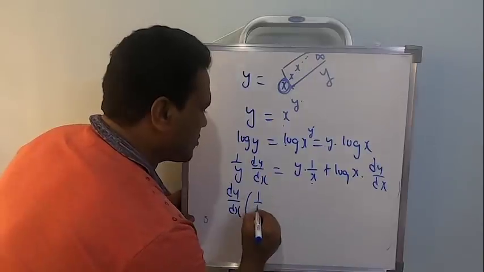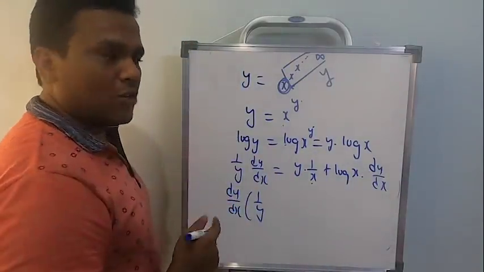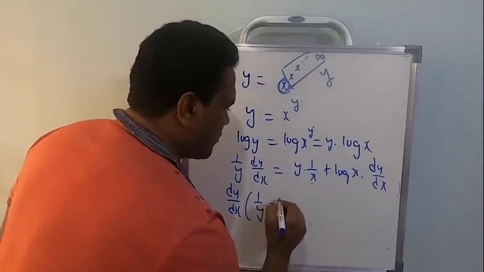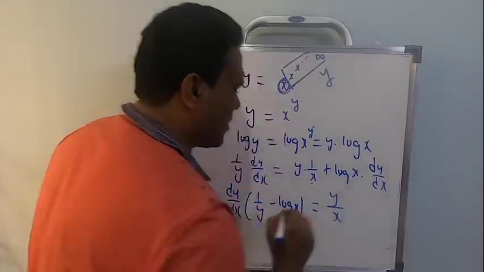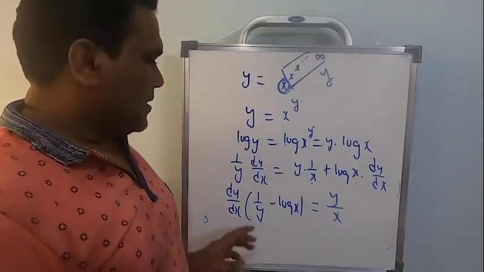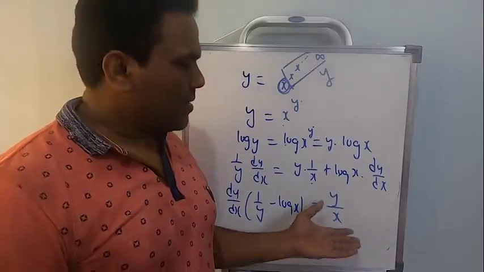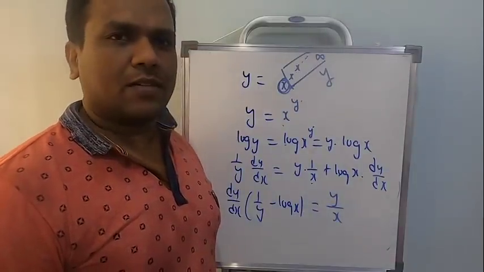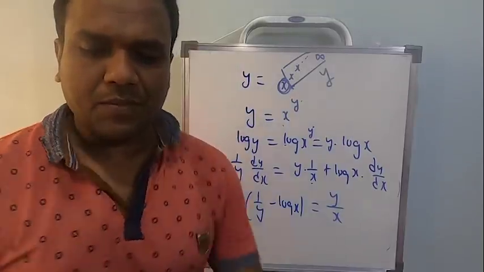Collect them and take dy by dx common. So if dy by dx is common, here it's going to be 1 by y. Shift and then take common. So on shifting, this will be minus log x, and on the right side you have y by x. The rest is simplification. Shift this to the denominator of the right hand side. Simplify one or two steps after that. So this is how infinite series problems should be done.